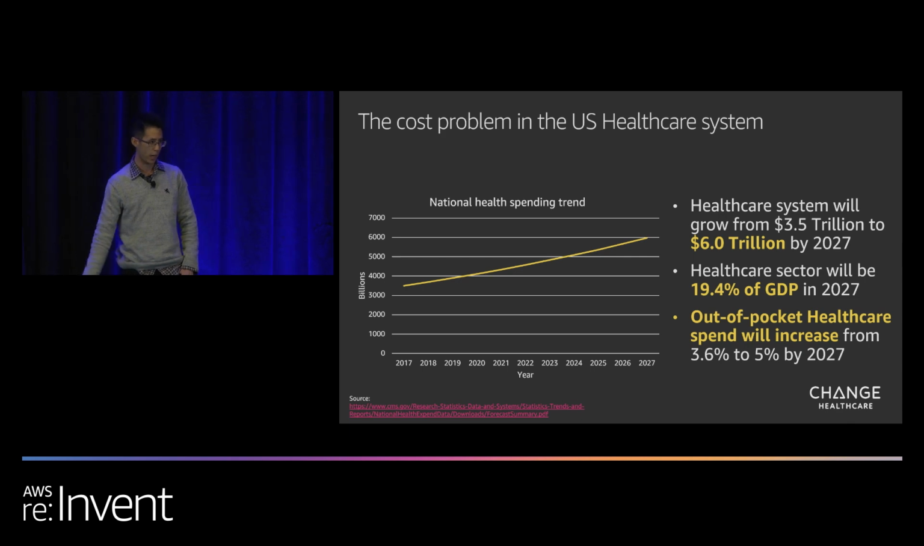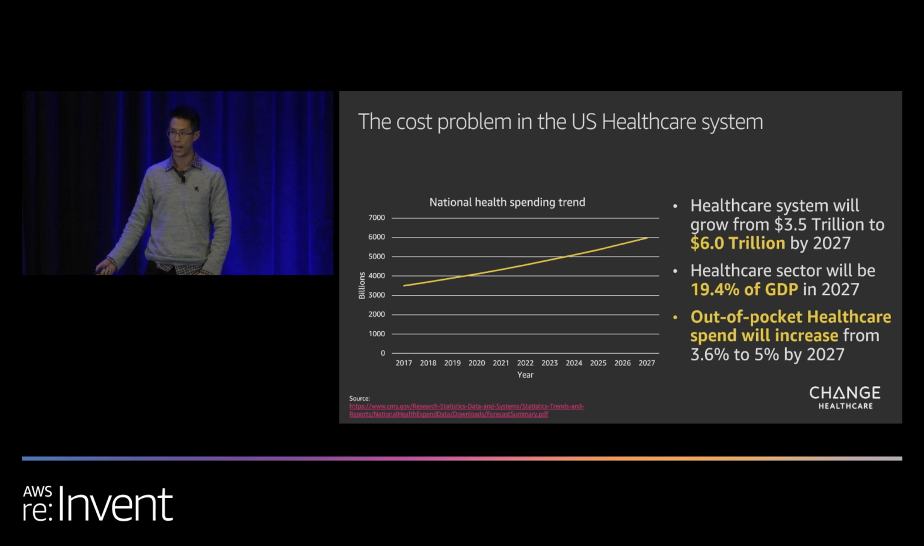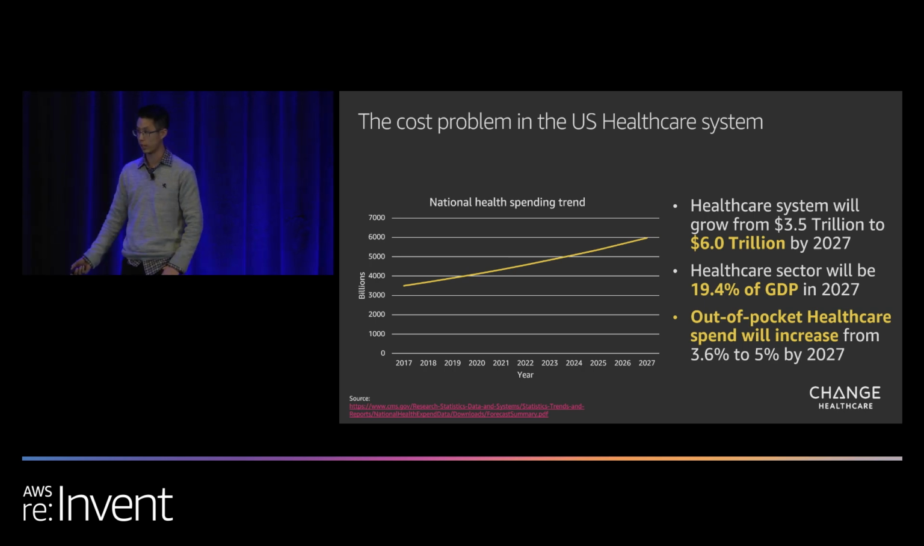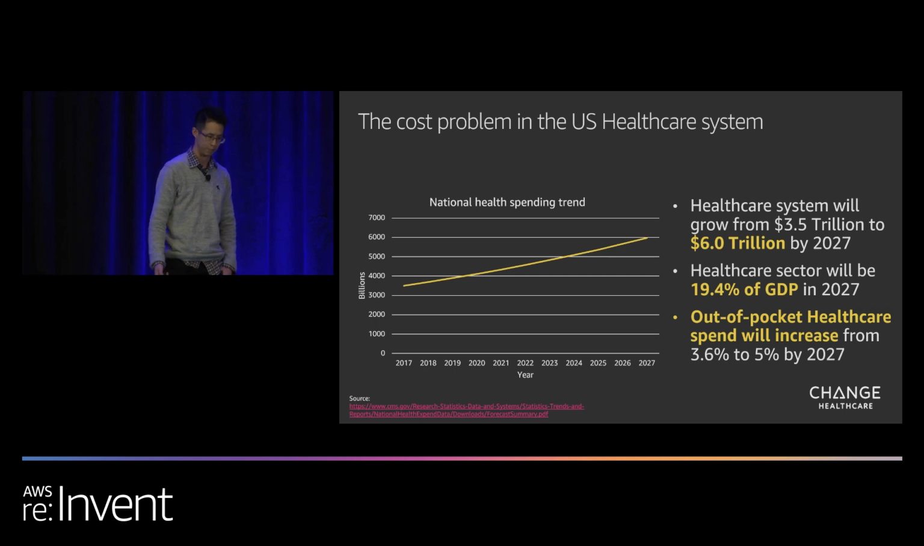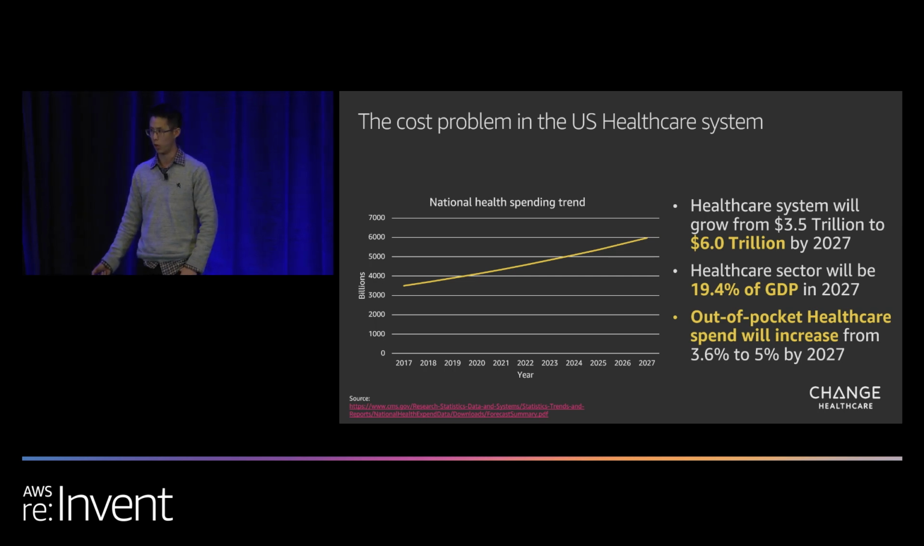So healthcare is really expensive. I know you feel it. I feel it as well. And projections don't make it seem any better. In fact, it's expected to rise to approximately $6 trillion by 2027, or a fifth of our GDP. And out-of-pocket spending will also increase.